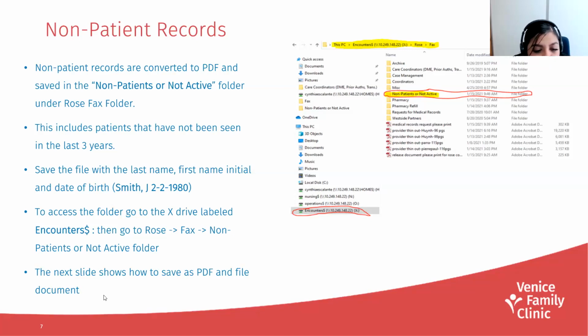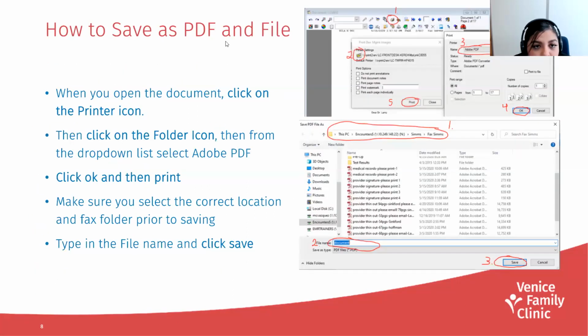The next slide will show us how to save a PDF file and documents. How to save a PDF and file. When you open the document, click on the printer icon seen here. Once you click on that, you will click on the folder icon. Then from the drop-down list, select Adobe PDF. Right here, it'll give you a list of all the printers, but if you select Adobe PDF, you will then click OK and then print.